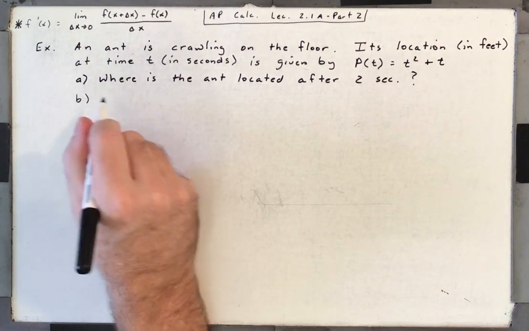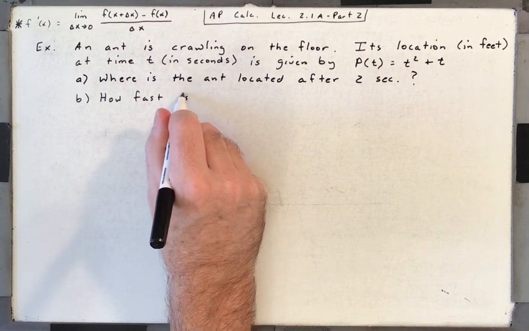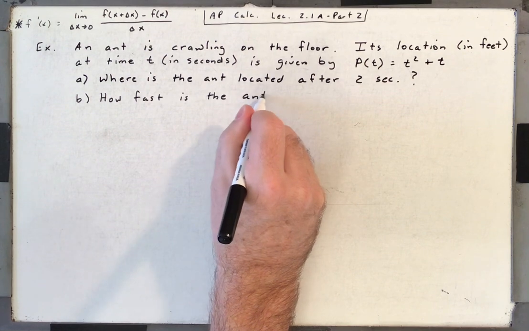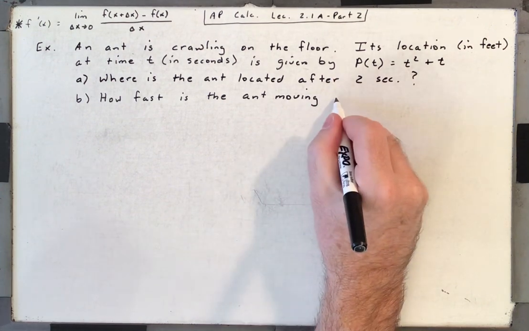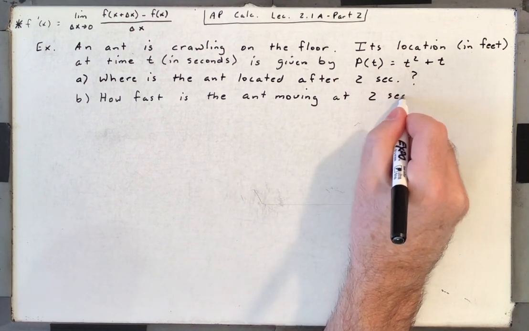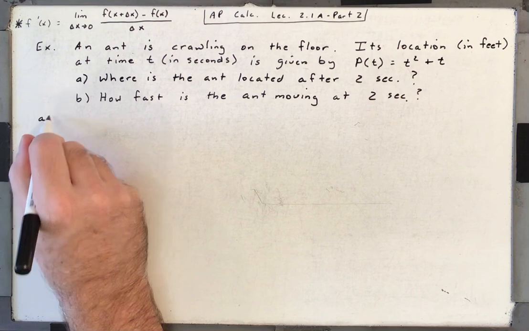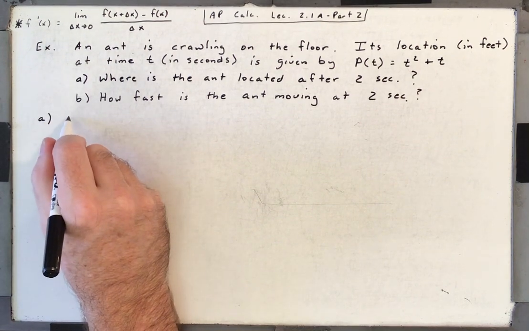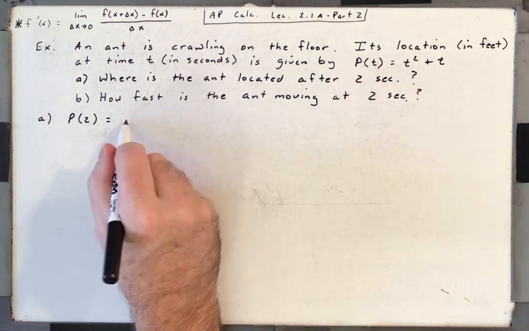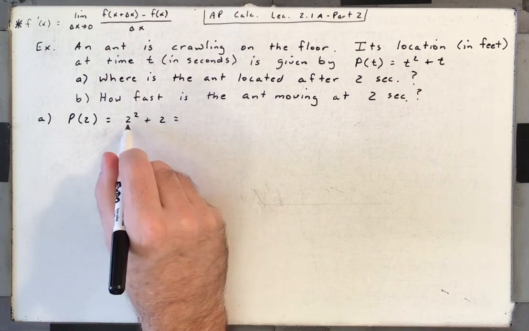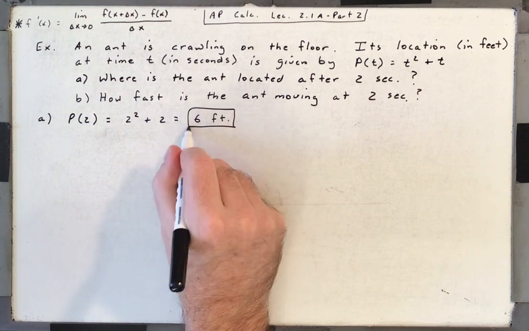And question B is, how fast is the ant moving? So that's, what's the ant's instantaneous rate at that instant, or at 2 seconds? Okay, part A is nothing new. That's just things you learned in algebra. It's P of 2. So P of 2 would be 2 squared plus 2. So that's 4 plus 2, so 6 feet. So that ant is fast, isn't it?